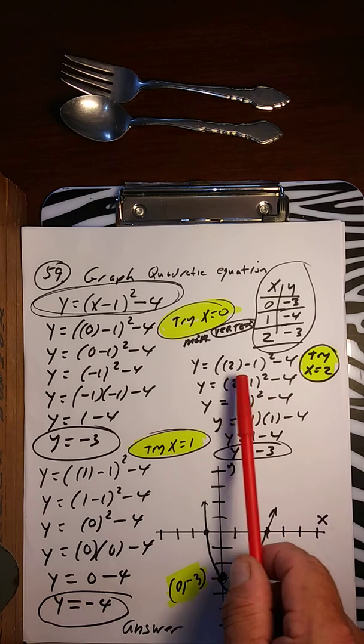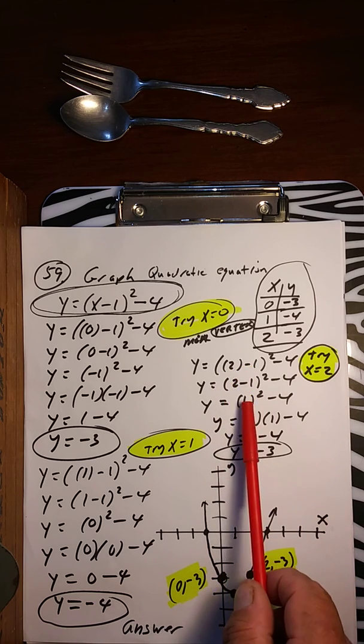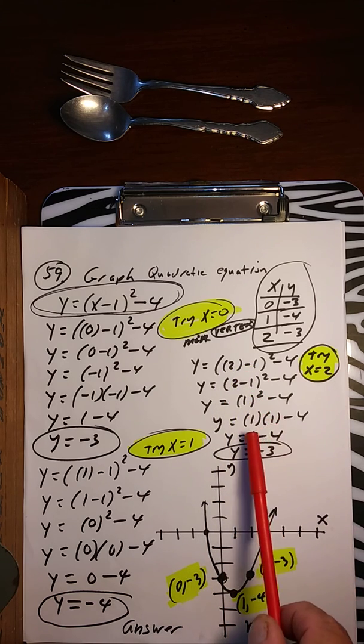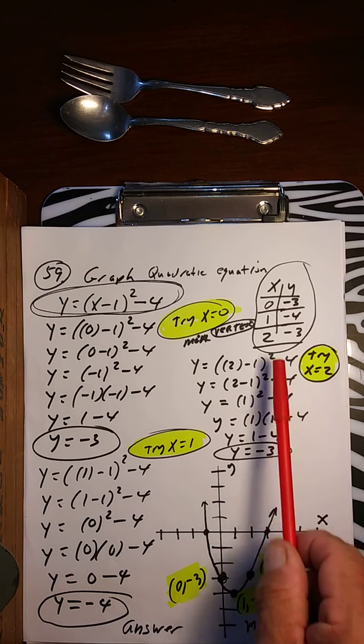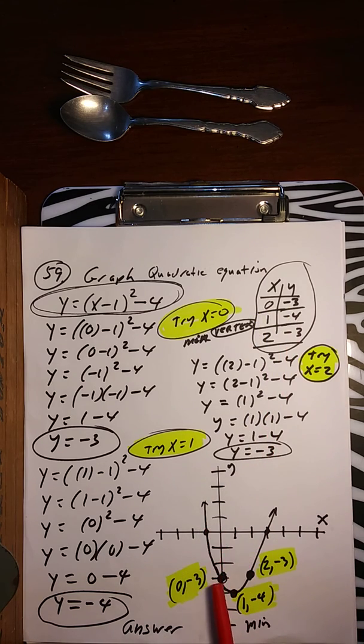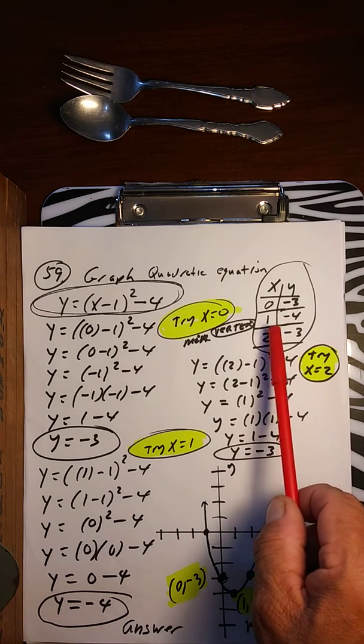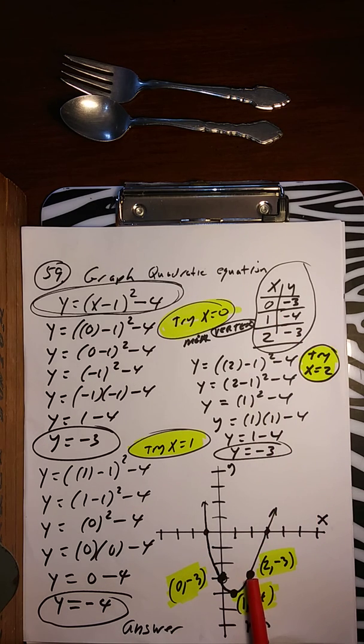Now I'm going to try 2. 2 minus 1 is going to be 1. 1 squared means 1 times 1. 1 minus 4 is negative 3. So we have 0, negative 3. We have 1, negative 4. And we have 2, negative 3, right there. And this is also the vertex, the vertex right there. So it goes like this.